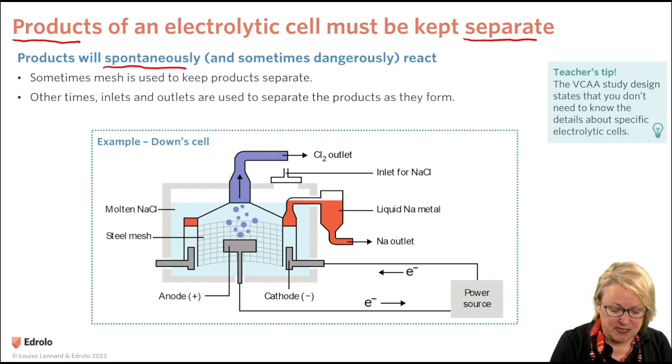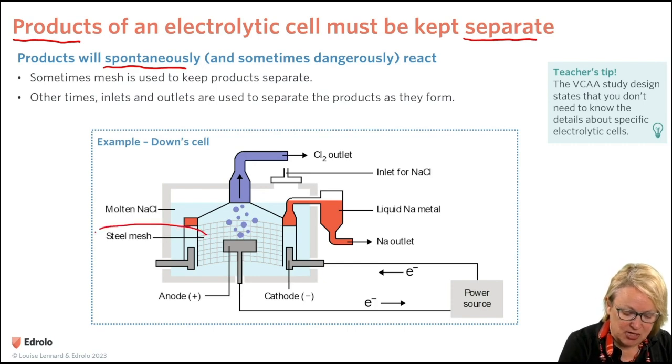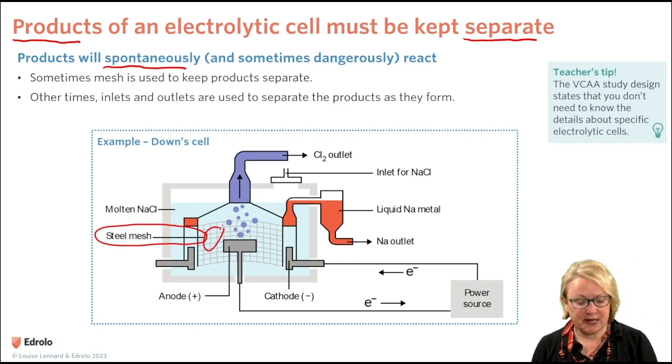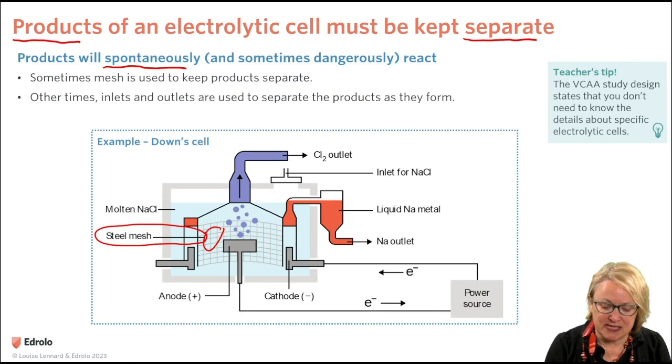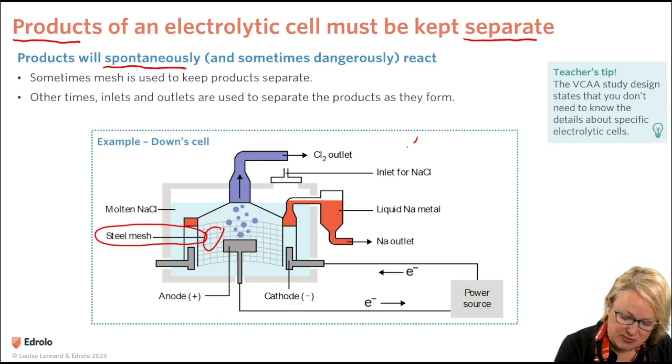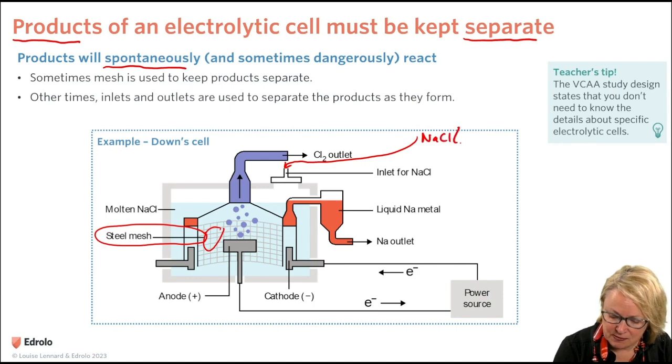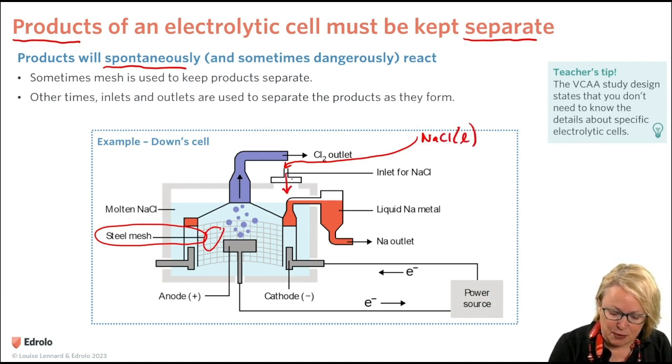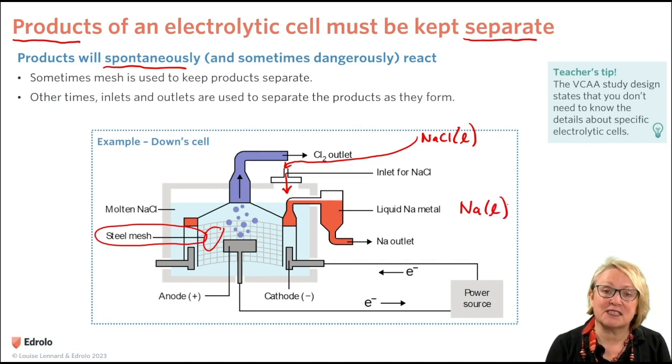So sometimes a mesh, a steel mesh here, is used to keep products separate. At other times, inlets and outlets into a commercial cell are used. So here we've got the inlet for our molten NaCl to be poured, and that comes down. And then we're producing liquid Na metal, so Na liquid. This is in the absence of water.